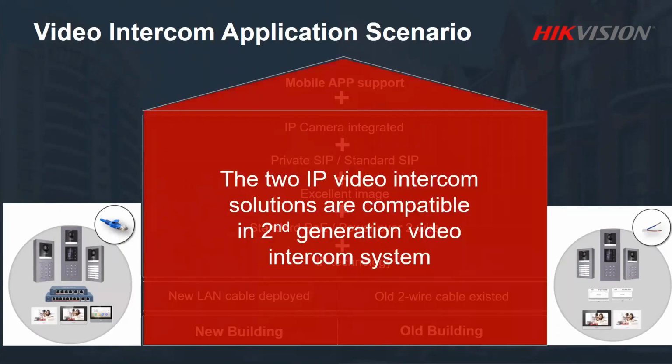And furthermore, these two systems can actually work in one system. That means if you have a two-wire IP door station, as long as they are in the same network, the door station can also call the indoor station in the IP system. And then the IP door station can also call the two-wire IP indoor station. So these two systems are completely compatible with each other as long as they are in the same local area network.